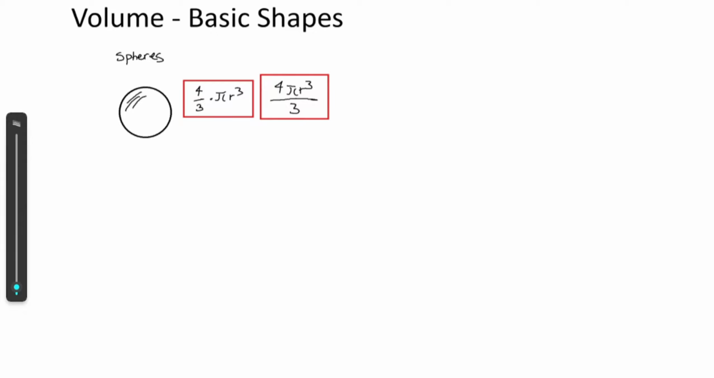Now if we are going to look at cones, so let's look at cones. We're going to look at cones, and actually I could probably write that a bit better. So cones.